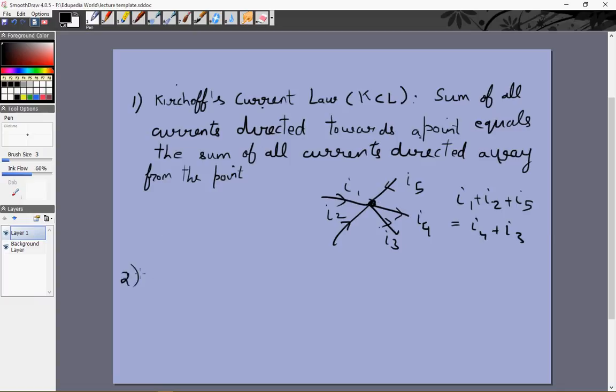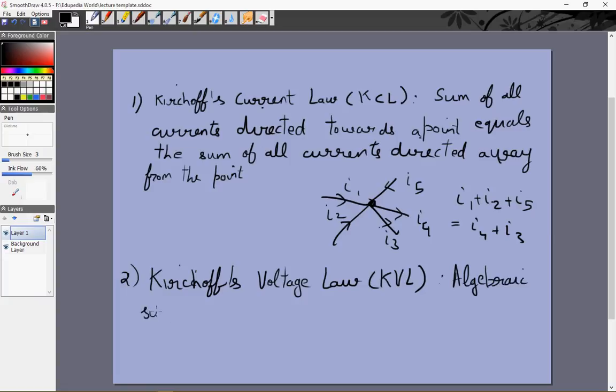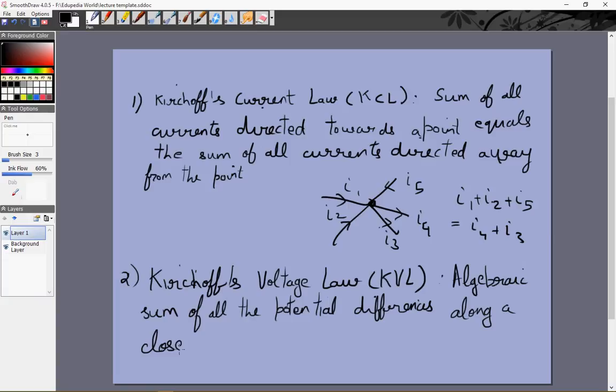The second law, which I'm sure you've seen before also, is Kirchhoff's voltage law. And it's called KVL for short. And it says that the algebraic sum, algebraic just means you have to take both positive and negative signs into account, of all the potential differences along a closed loop is zero. This basically comes from the fact that potentials are only defined for conservative forces.